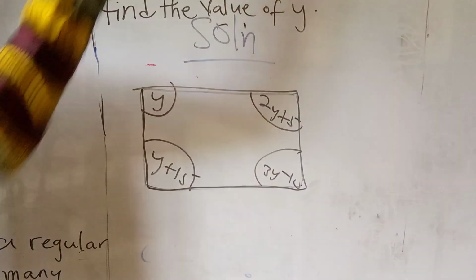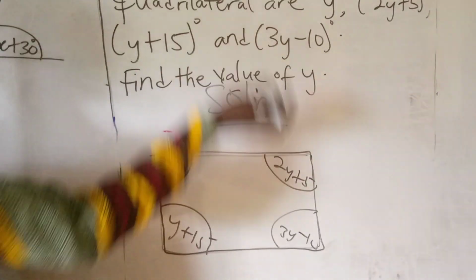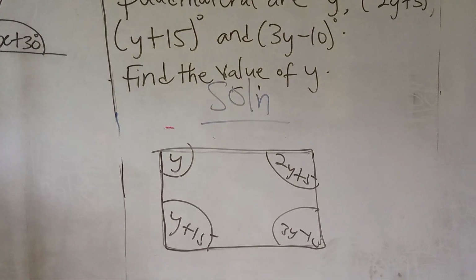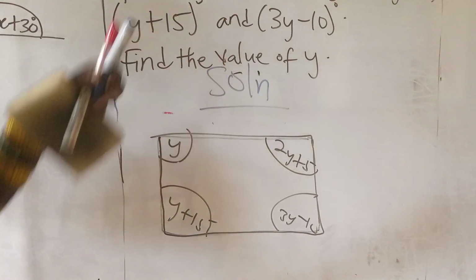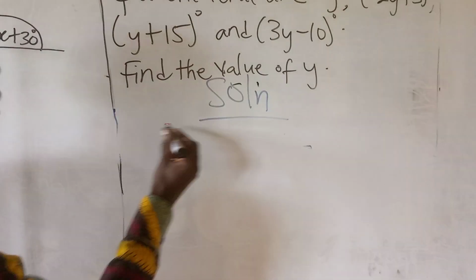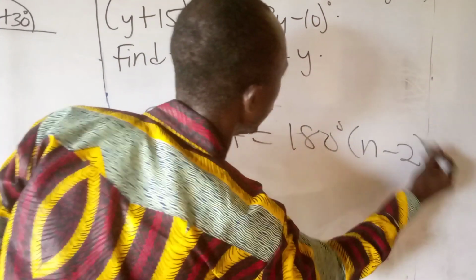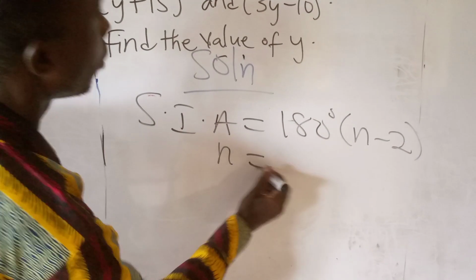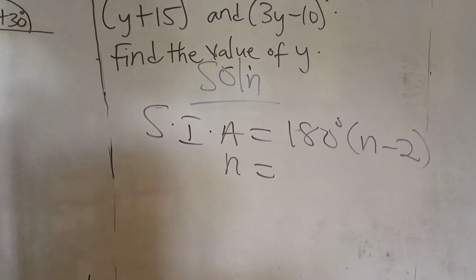This question is the same as this question. When you meet a question like this, it's the same as this because these are interior angles. So the first step, as I said, you first find your sum of interior angles. The formula is 180 times n minus 2, where n is the number of sides. We have our number of sides to be 4 because a quadrilateral has 4 sides.